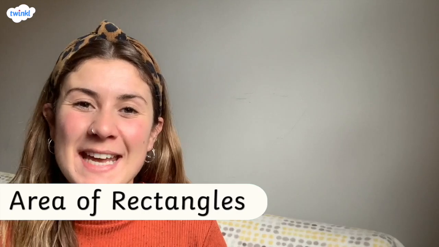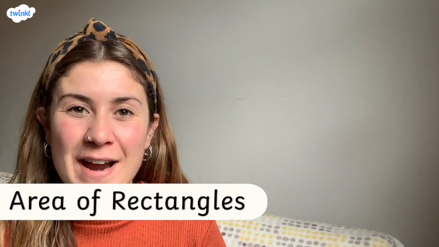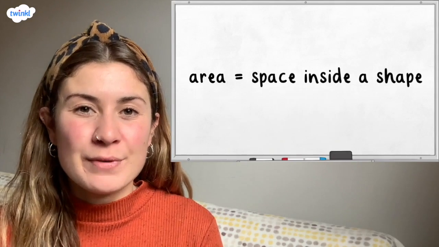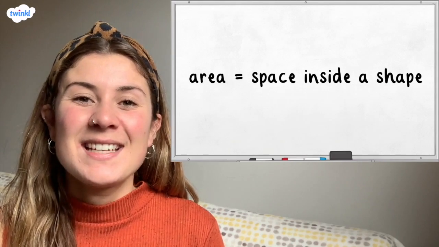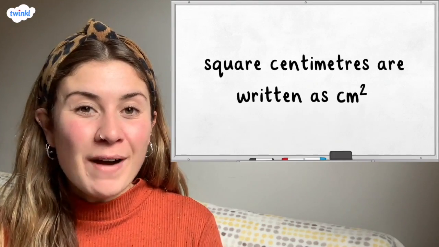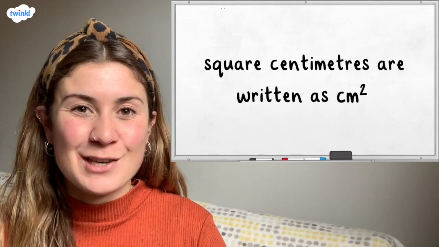Hi, this video is here to help you work out the area of a rectangle. The area of a shape is the amount of space within the perimeter of a 2D shape. It is measured in square units such as square centimetres. We write square centimetres using this notation.